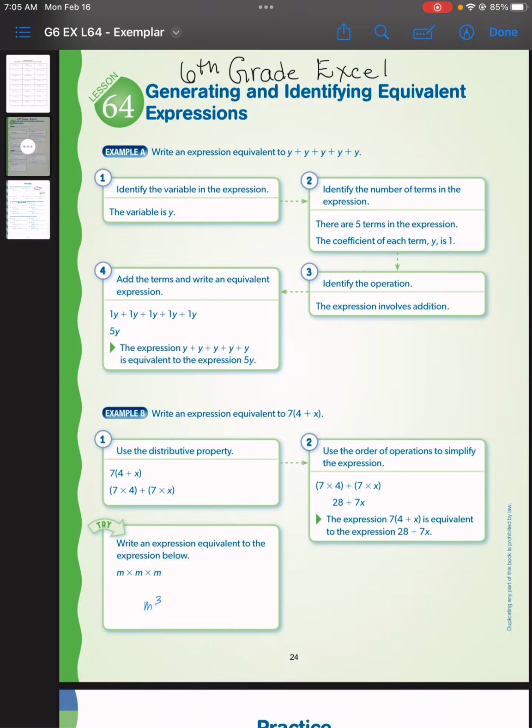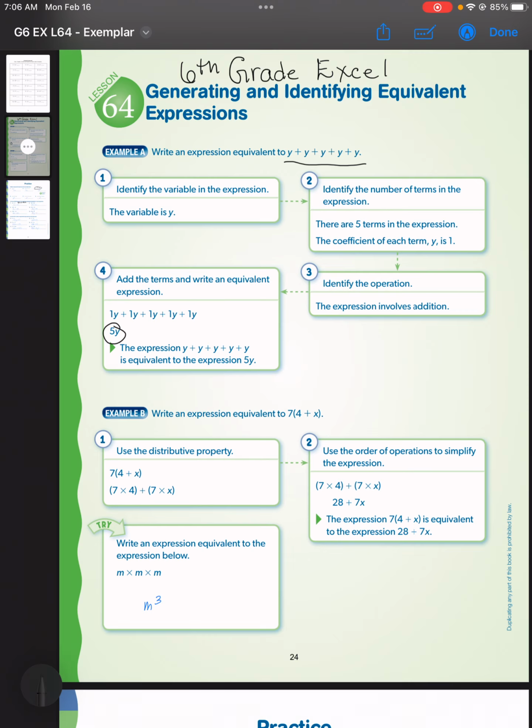Your first lesson is students generating and identifying equivalent expressions. In this first example, we are given 5 y's that we are adding together, y plus y plus y plus y plus y. Students should first identify, yes, I see a series of y's, and I see 5 of those y's, and the coefficient, meaning the number in front of them, is always a 1. And they're asking me to add them. So I can add a 1 in front of them to make it easier to see how many y's I have. And adding this series of 5 y's gives me 5y.